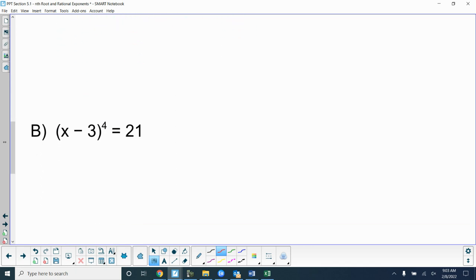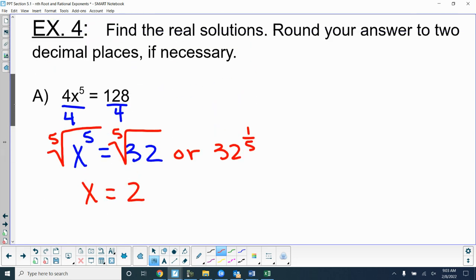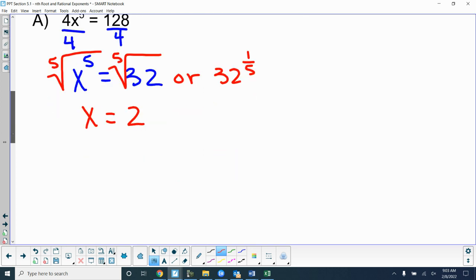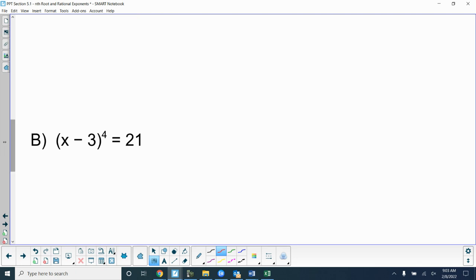Do I need to move anything over to the other side for this one? Yeah, probably. My luck. No. There's nothing in front, right? I guess not. Here we had a 4 in front of our base. Our base is x. What's the base for this one? That whole thing, that x minus 3, is the base, right? Because it's in parentheses. Yeah.